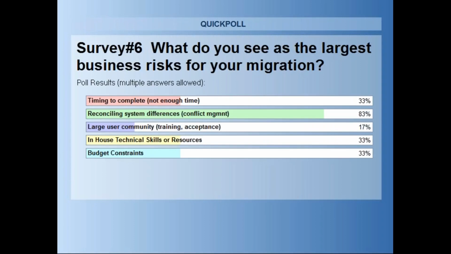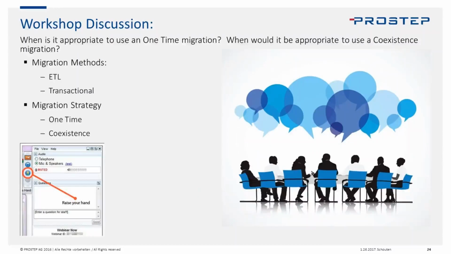And it seems like the number one concern, which is not unusual, is reconciling differences between systems, right? Dealing with conflict management. I've got moving targets, maybe both systems are live is usually how we interpret this, and how do we merge data between different systems and try to avoid conflicts. The next ones that are more or less tied are timing, budgets, and in-house technical skills, right? I think these things are really interesting just to share with people, and if nothing else, you can see you're not alone on some of these.